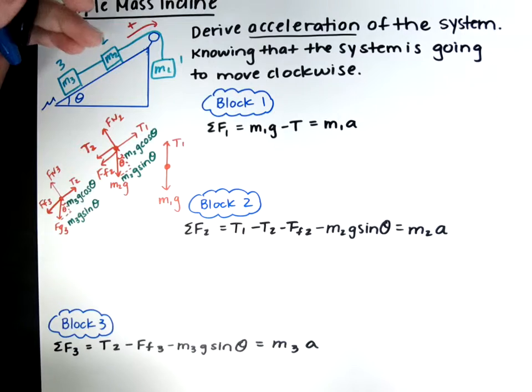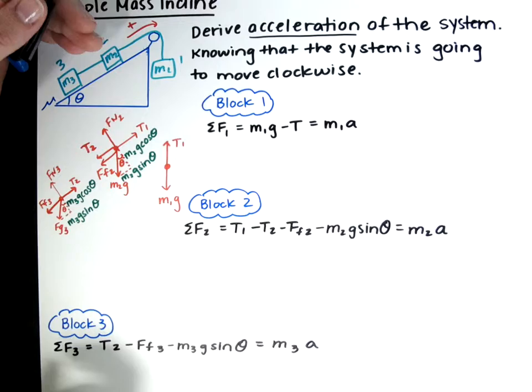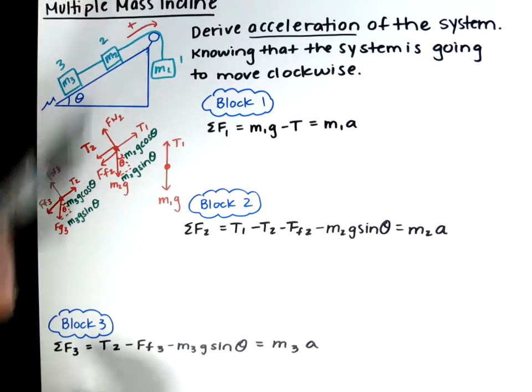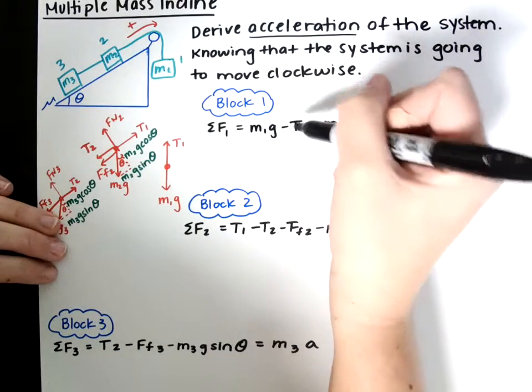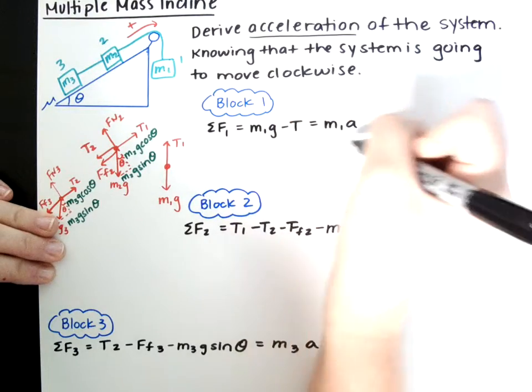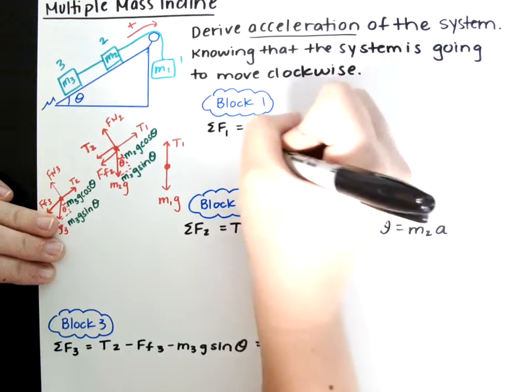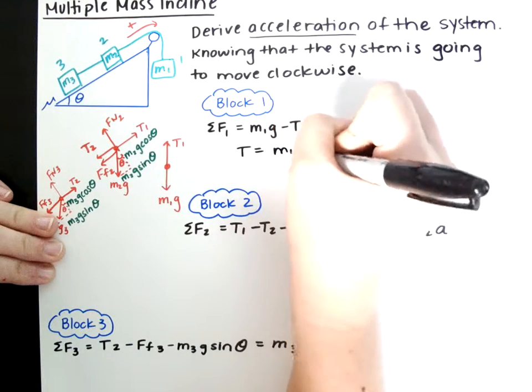Okay, so if you get this far, these are the three equations of the system. This is typically how far the AP test may ask you to derive, but you should be able to solve for the acceleration. So since this is an AP class, let's go ahead and do that. Let's solve for tension first up here in block 1. So if we add T on both sides and then subtract M1A over, you can do that simple math. You get T is equal to M1G minus M1A.